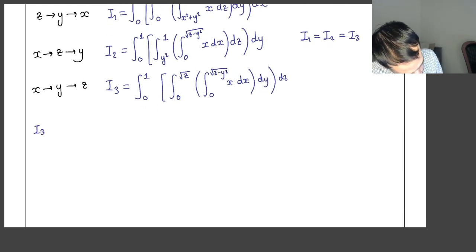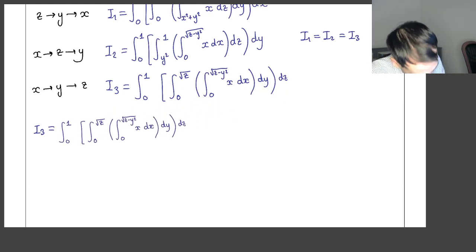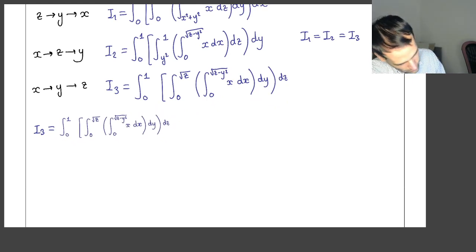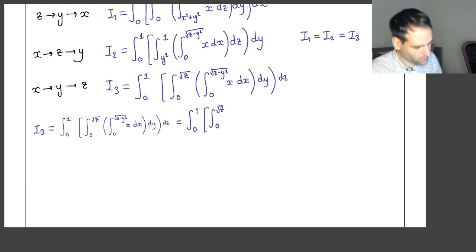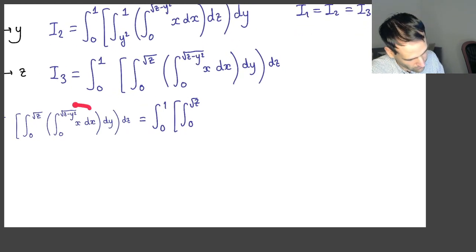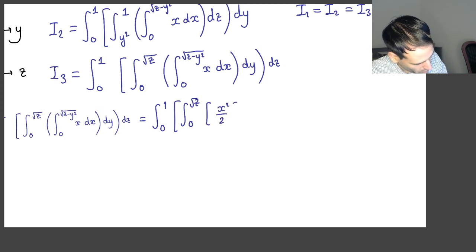So I3 is, so I'm going to leave, well, why not? Let me copy this, squish it a little bit. So I leave the outer integral. I also leave the intermediate integral. And I want to solve the inner integral. So what is the integral of x dx? So it's given by x squared divided by 2. But we have to evaluate it between 0 and the square root of z minus y squared. And then we later have to do dy and dz.